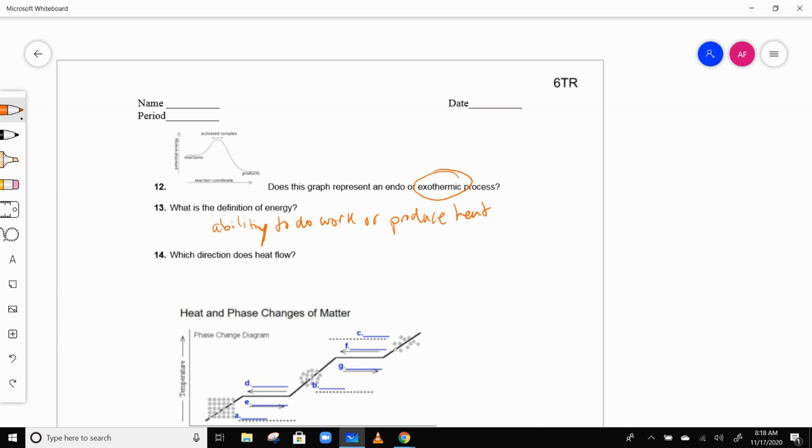Which direction does heat flow? Heat flows from hot to cold always. Or high concentration to low concentration. Hot to cold.